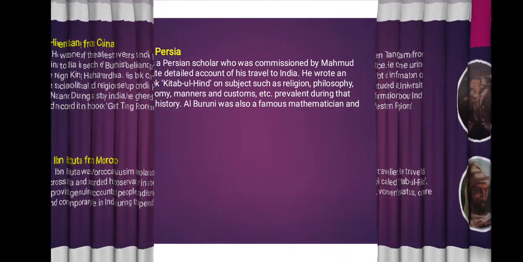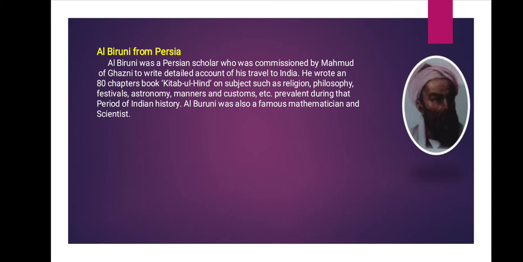Now, the next traveler is Al-Biruni from Persia. Al-Biruni was a Persian scholar. Persia is located where, student? It is located in West and Southwest Asia. He was a Persian scholar who was commissioned by Mahmud of Ghazni to write a detailed account of his travel to India. He wrote an 80 chapters book Kitab ul Hind on subjects such as religion, philosophy.